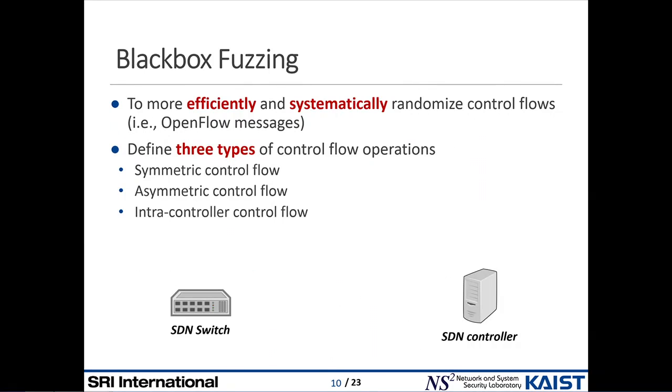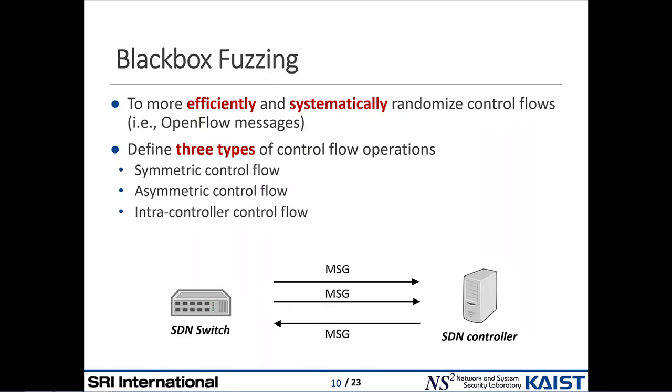From now on, I would like to talk about the black box fuzzing technique used in Delta. To more efficiently and systematically randomize the SDN control flows, we first classified the control flows into three different types based on each operation. So we have symmetric, asymmetric, and intra-controller control flows. The first one is the symmetric control flow, which is a request and reply pair. So if a controller or a switch sends a request message to the other one, the receiver has to send a response message.